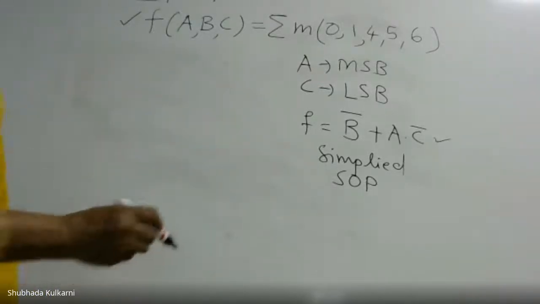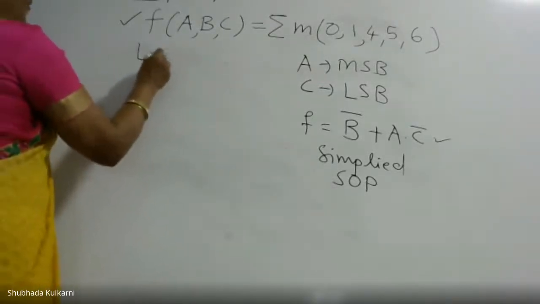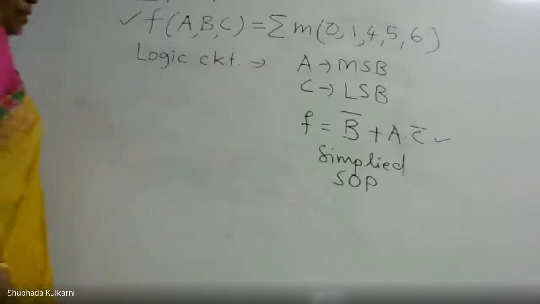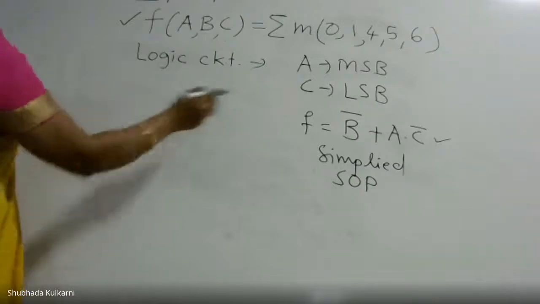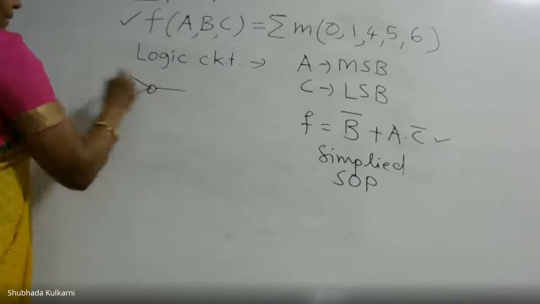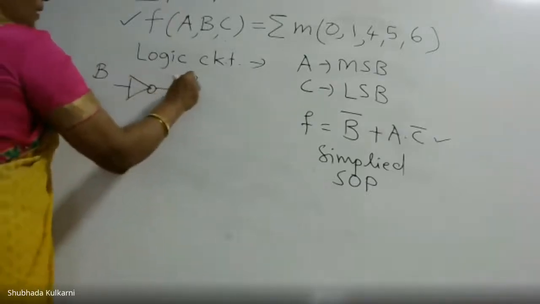Both I will show. Now, how to draw the logic circuit for this? One thing is you can use basic logic gates. So, basic logic gate, one variable is B bar, take an inverter, complement the variable B, you get B bar here.